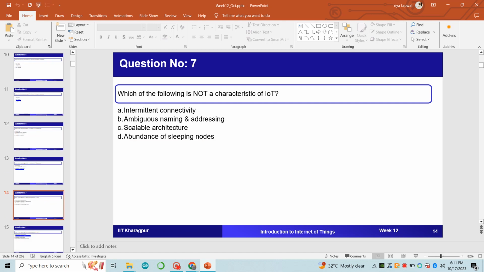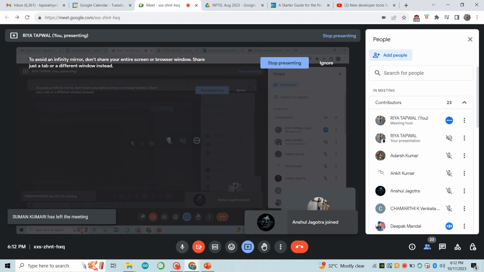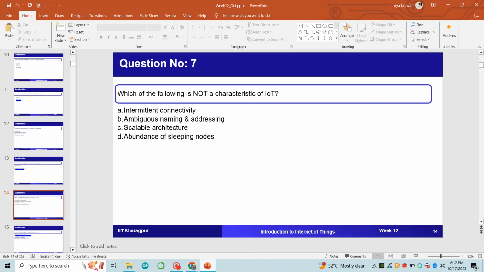Next question is, which of the following is not a characteristic of IoT? Options are intermittent connectivity, ambiguous naming and addressing, scalable architecture, abundance of sleeping modes. B. Yes, because the naming which is used in IoT should be unambiguous. So the correct option is B, that is ambiguous naming and addressing should not be there in IoT.